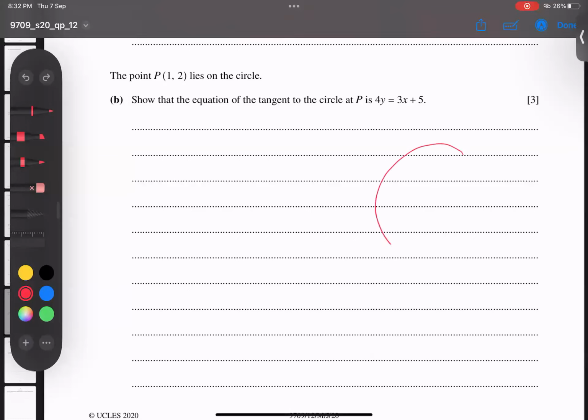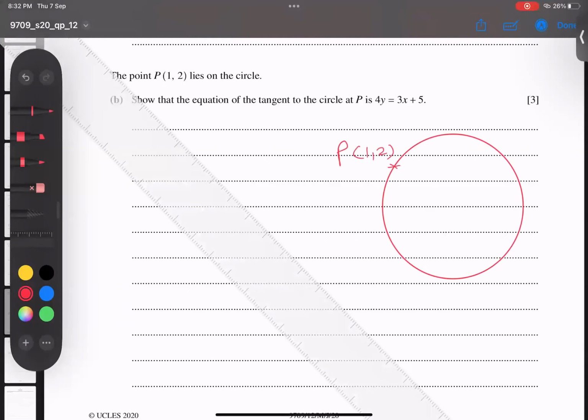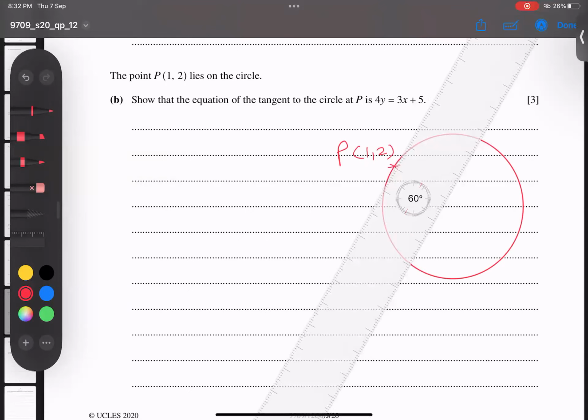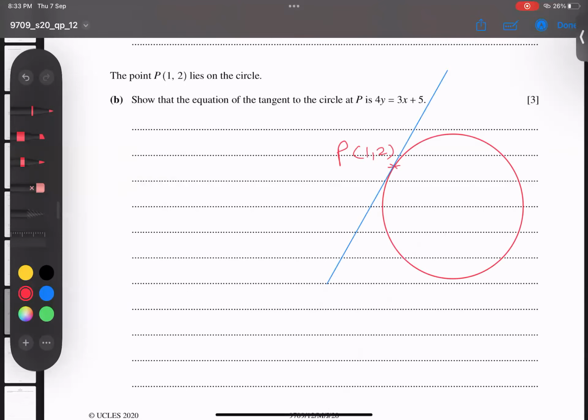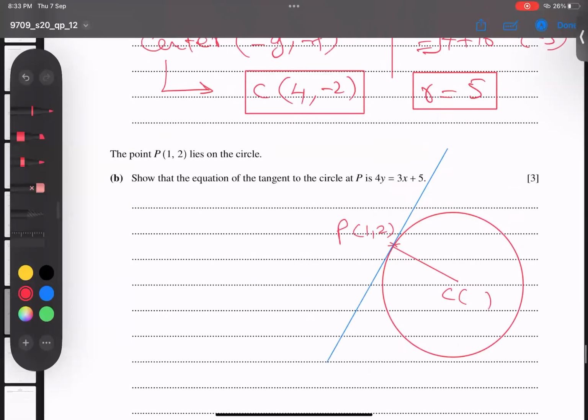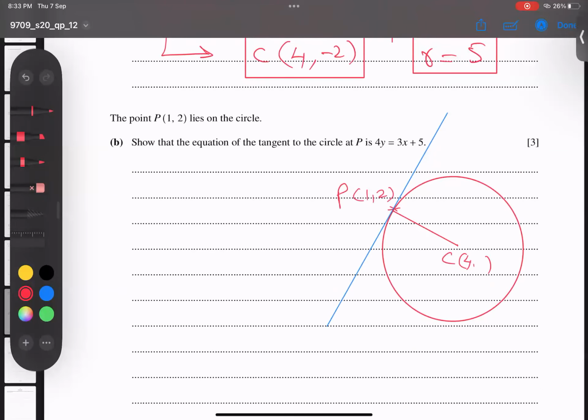Have a look. I take a point here, let's say 1 comma 2, the point P. I use a ruler and draw the tangent, and I believe you will understand what I'm saying. This diagram is not compulsory to make, okay. This is the center of the circle, which I already got, which is 4, negative 2, and this is the radius, and this is 90 degrees, you know it very well.